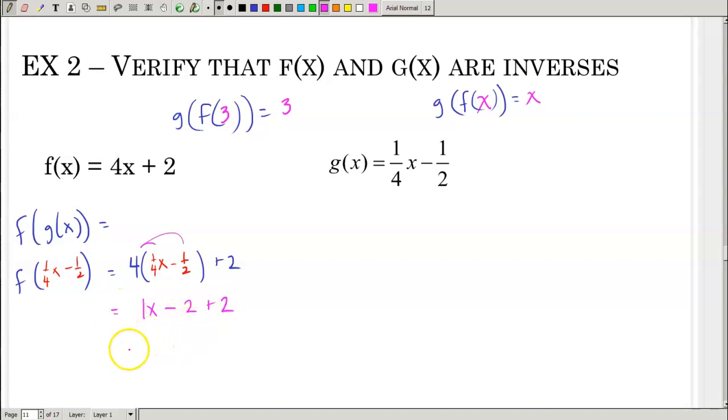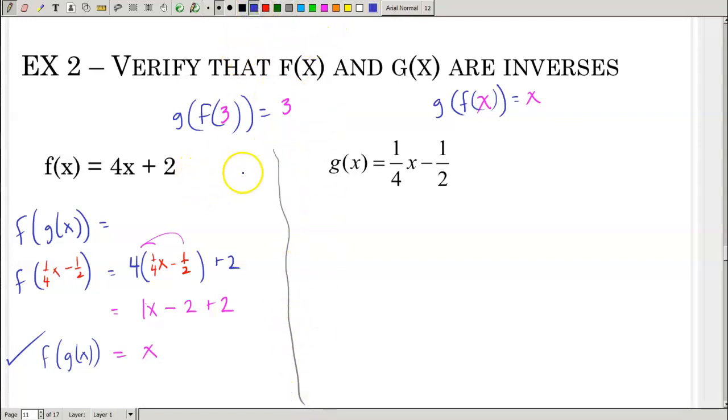And you can see that this is going to simplify just down to x. So my final statement here is just that. I just showed that f of g of x is equal to x. And that's one of the tests there. So we have to do it the other way as well.